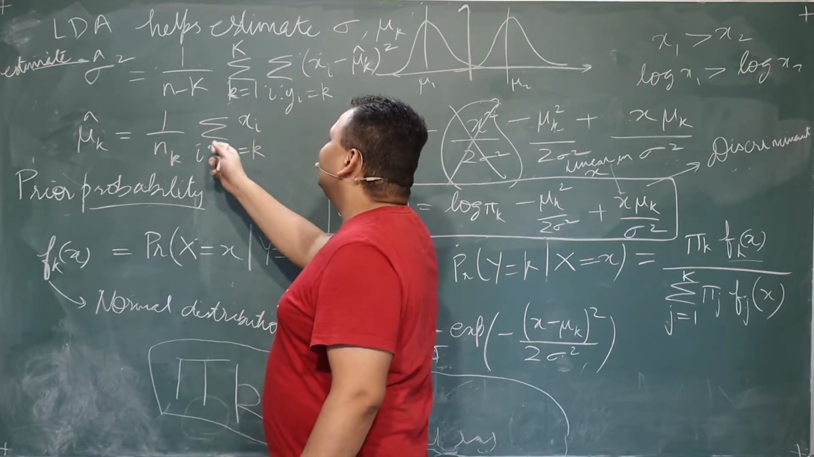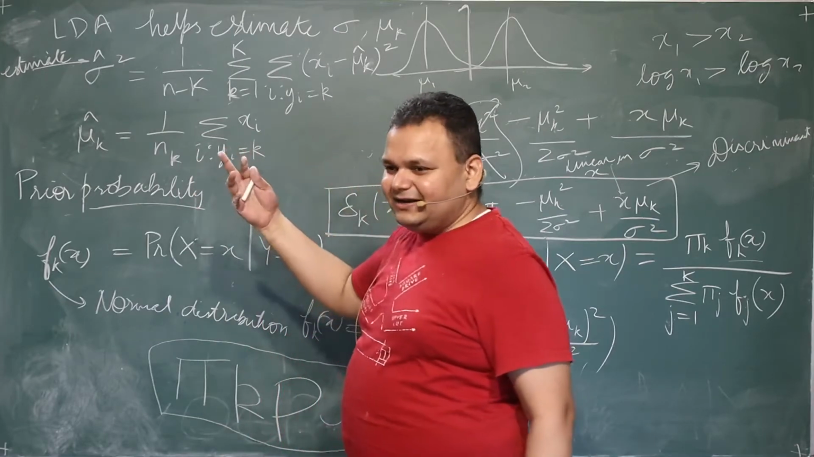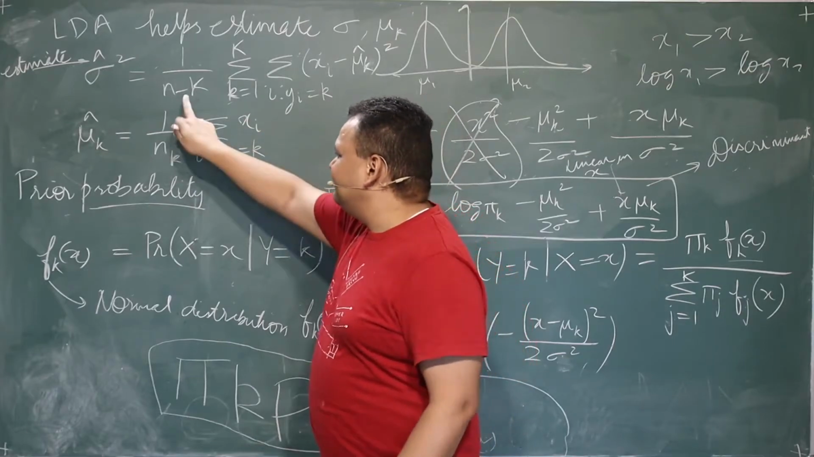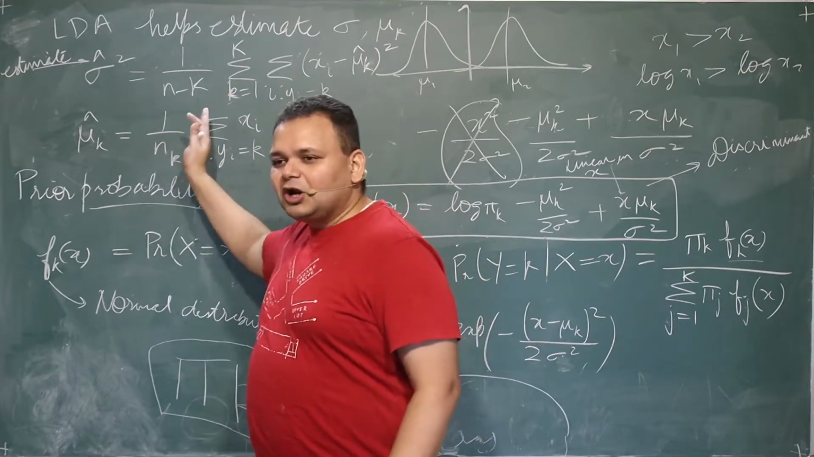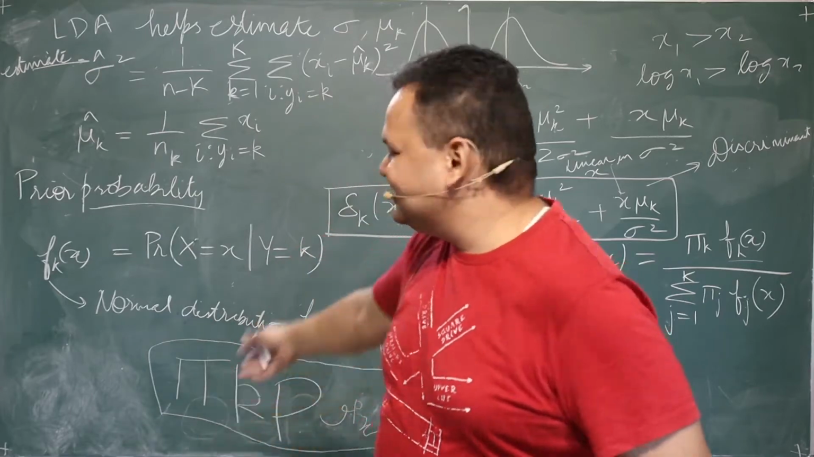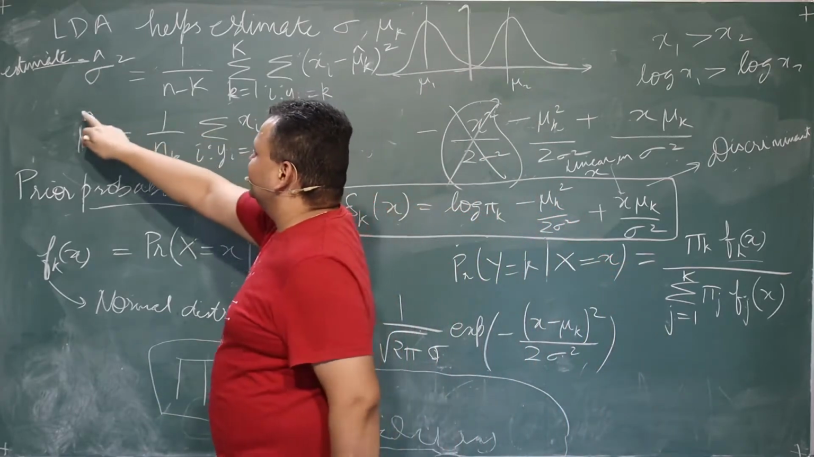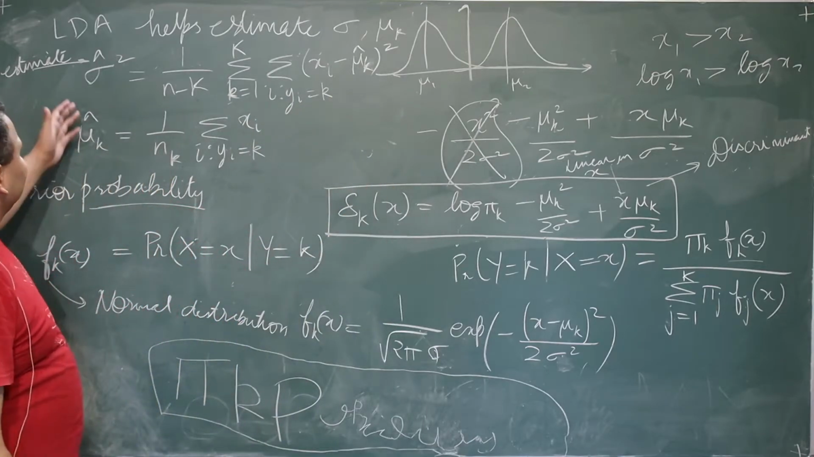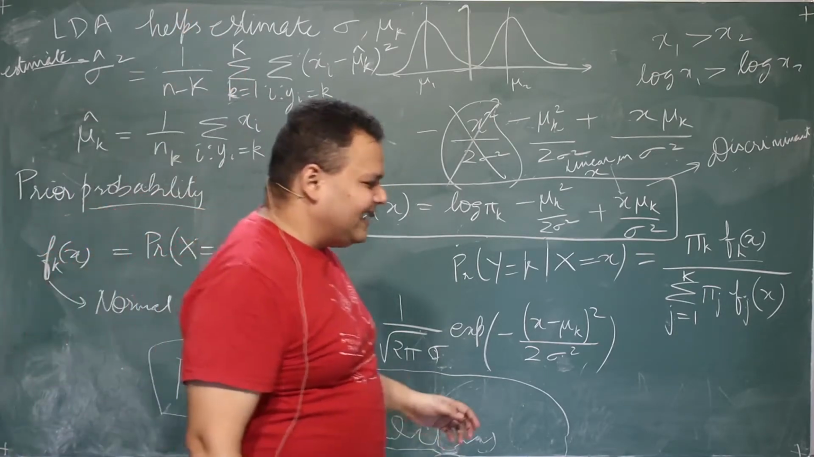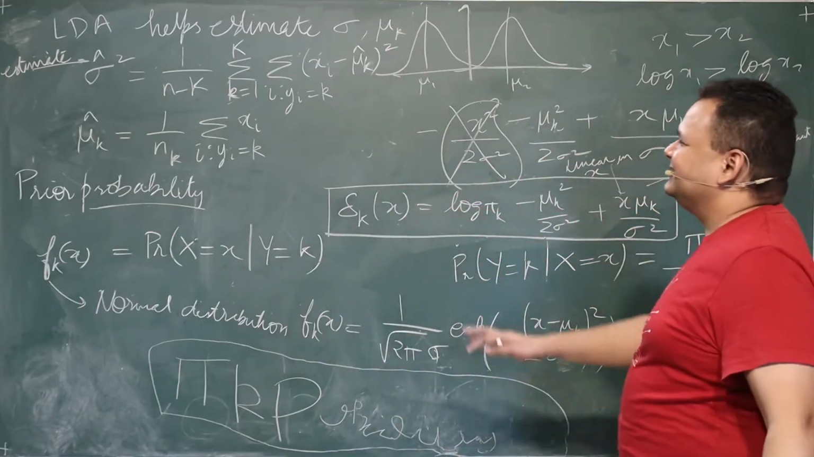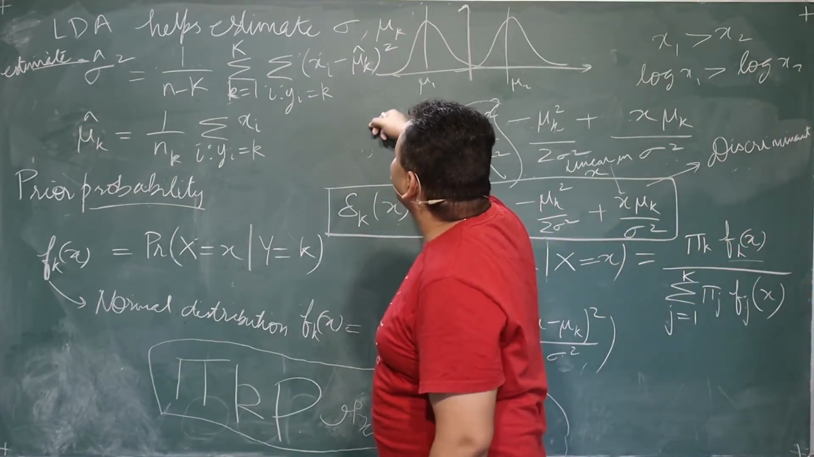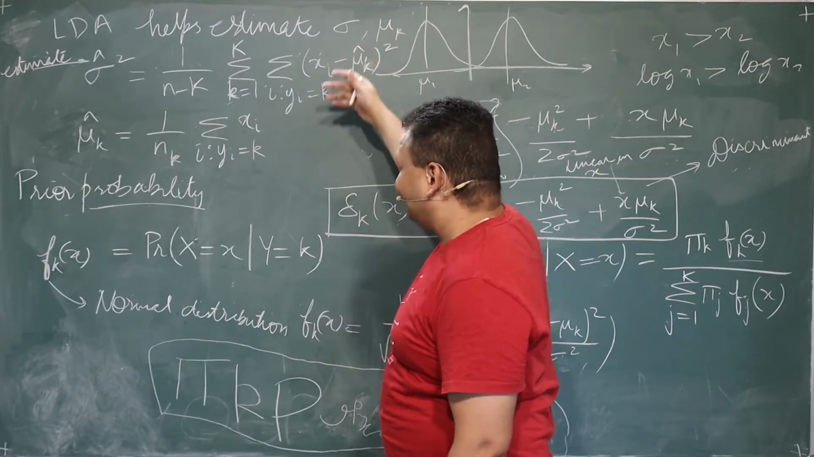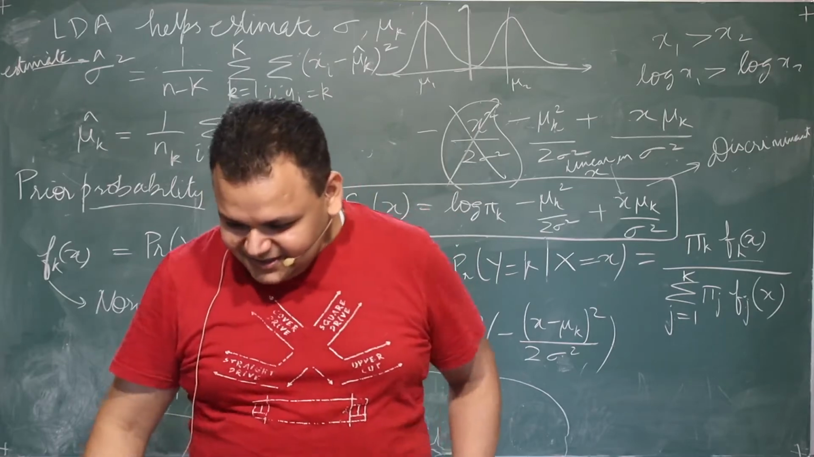Xi, this is the sum of all the values for which the output is equal to small k, and we are taking the average of that by dividing by the total number of those observations. So this is the average of the inputs corresponding to the k values. And sigma squared again, I don't know how to just show that, but if you know the definition of variance, probably you can figure that out. Let's not worry about that.